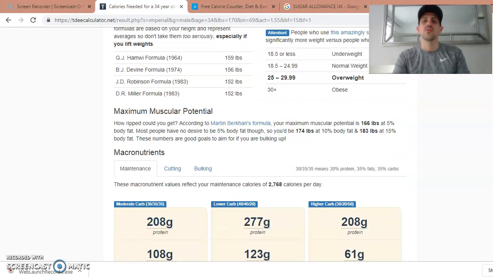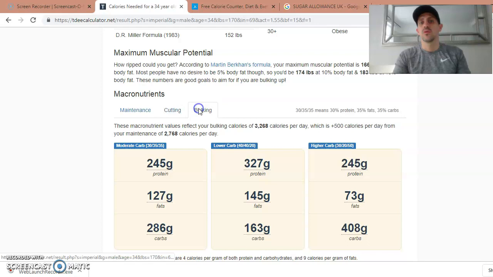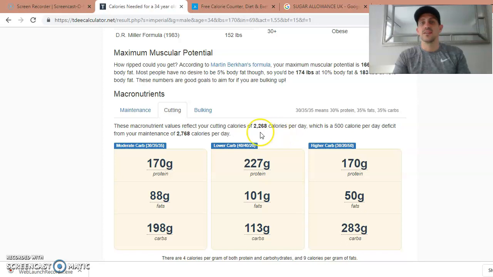But when you scroll down, can you see here where it says maintenance level, cutting and bulking? So bulking, I'm obviously putting weight on. So can you see it's giving me more calories than maintenance level, 3,268. And then if I was cutting weight, it's obviously going to give me less, isn't it? So it's taken off a 500 calorie deficit. So if I maintain at 2,768 calories, it's taking off 500 calories, giving me 2,268 calories.